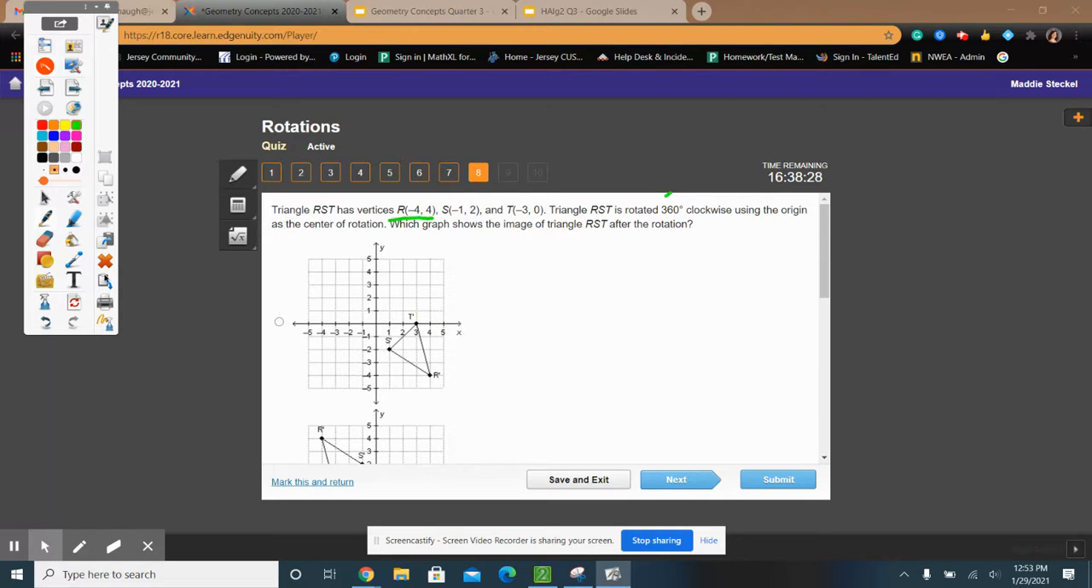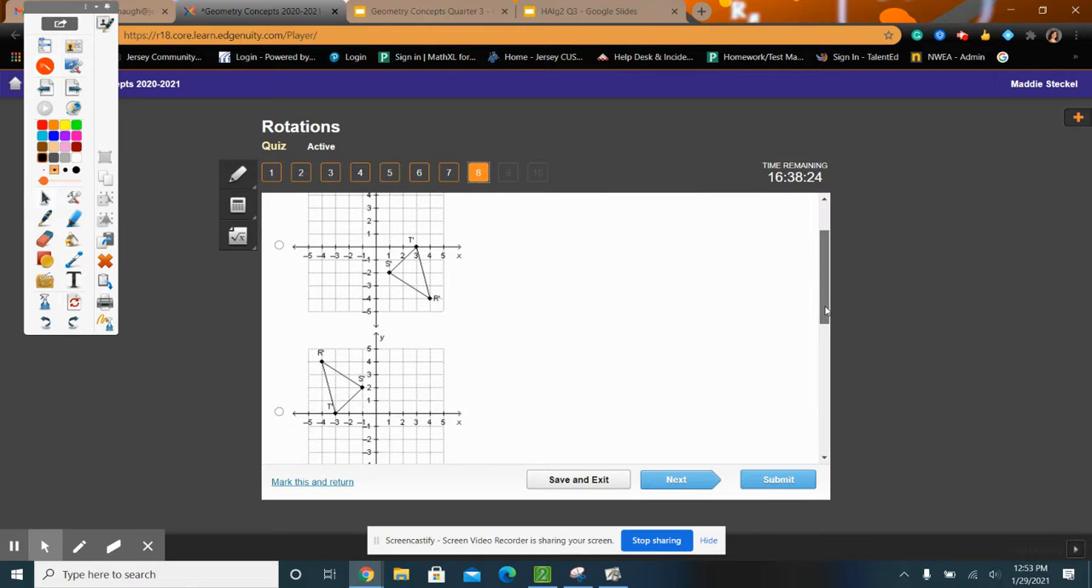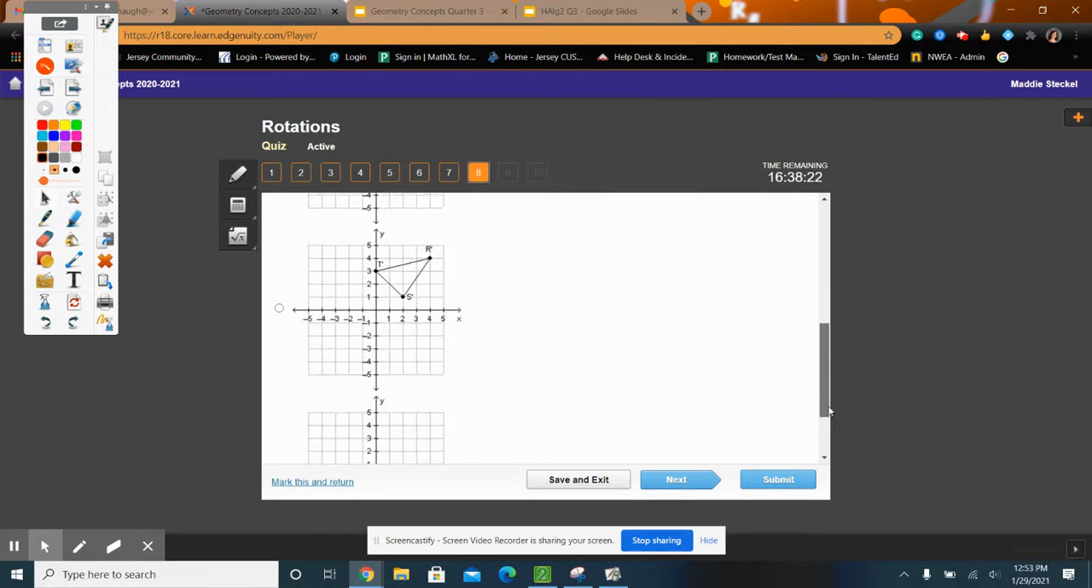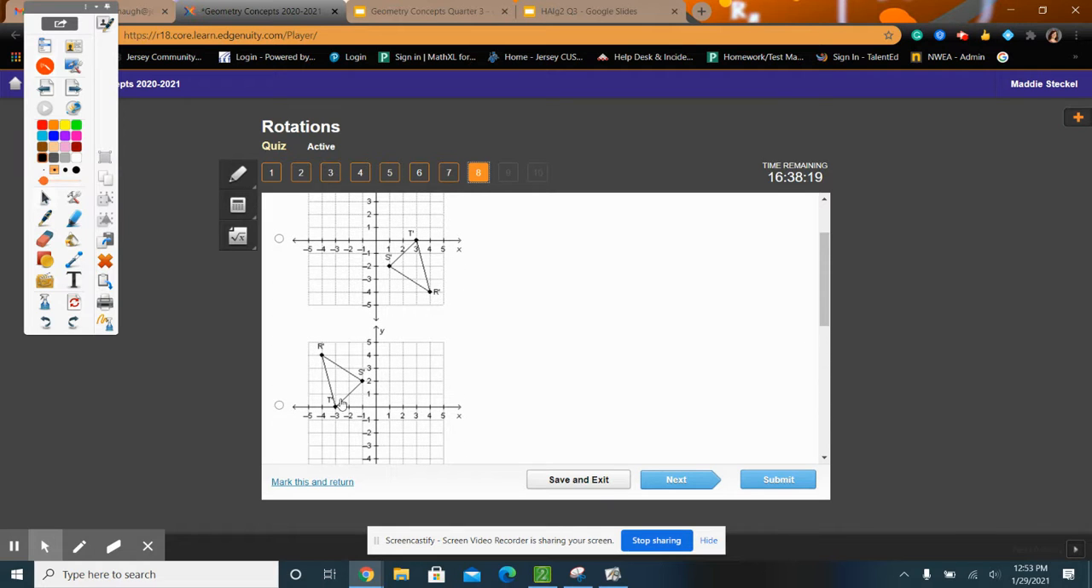So it's not choice A. Where is R prime at -4, 4? It is for the second choice, and that's it. So this has to be the one where R stays the same for a 360-degree rotation.